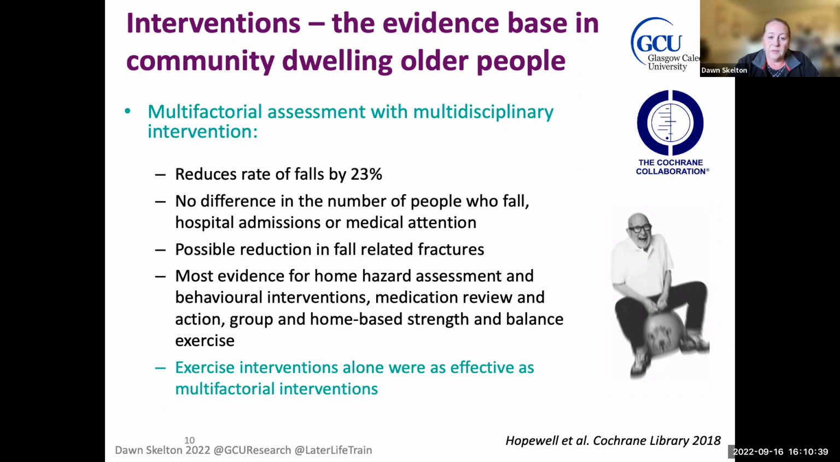In terms of the evidence for the multifactorial interventions, then home hazard assessment with a behavioural intervention, medication review and action, and exercise, particularly strength and balance exercise, are the most effective parts of those multifactorial interventions. But interestingly, exercise interventions alone were as effective as multifactorial interventions. Not that I think you should all rush off and just do exercise, because there are many other reasons for falls apart from poor gait and balance. But it is important, if you're doing a multifactorial intervention, not to forget the most important part of that, which is exercise.